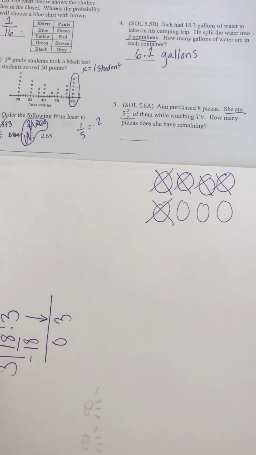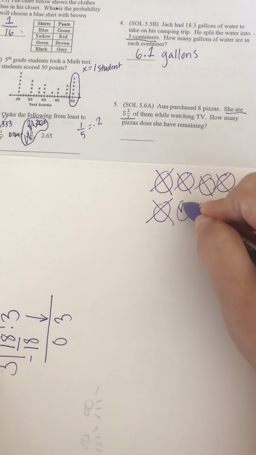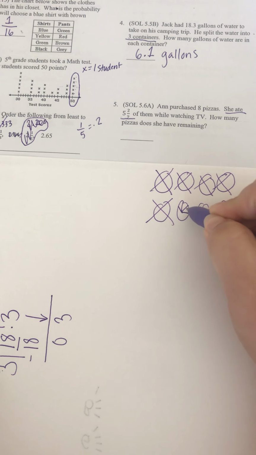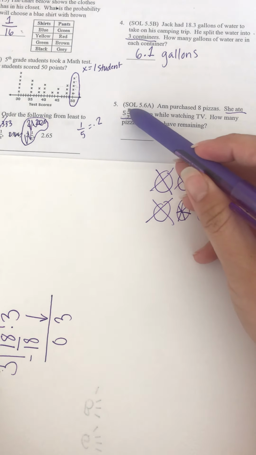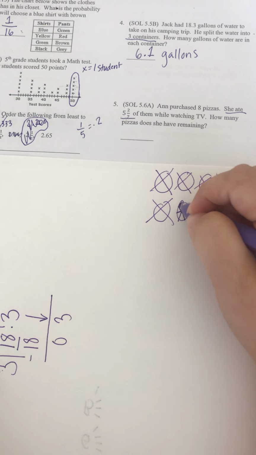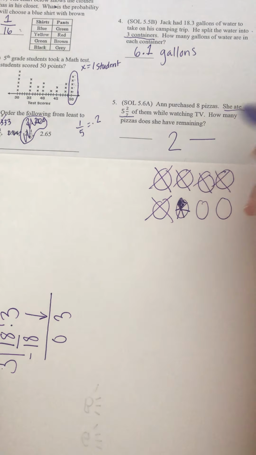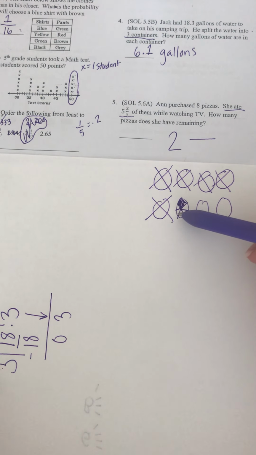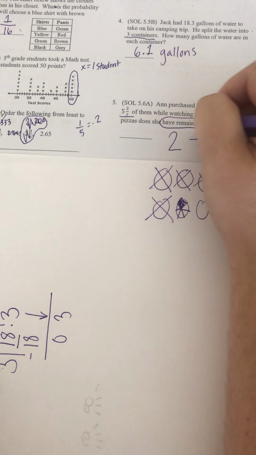This is the tricky part, is that you're going to have to cut this into sevenths. 1, 2, 3, 4, 5, 6, 7. 1, 2, 3, 4, 5, 6, 7. Okay? And then she eats 2/7. So 1, 2. Okay? What's left? Well, I see 2 whole pizzas and then 1, 2, 3, 4, 5/7 of a pizza remaining.